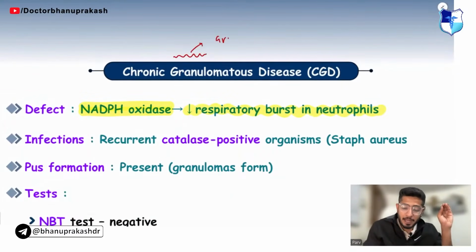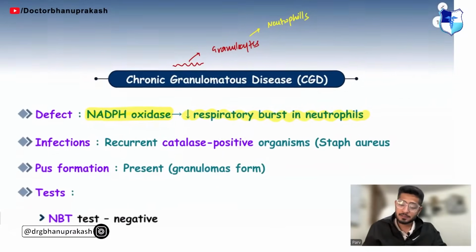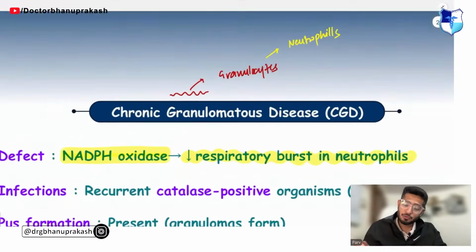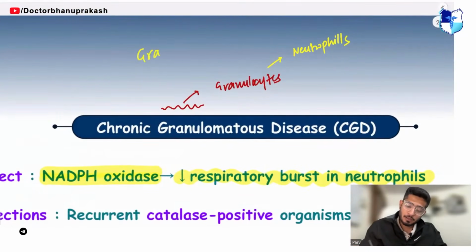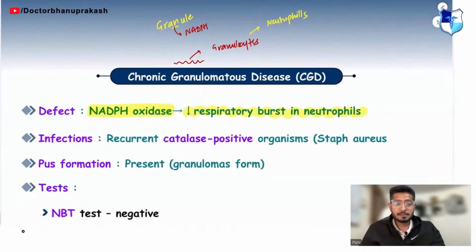You can remember it as a granulocyte problem, and one of the granulocytes is the neutrophil. So the neutrophils are not going to function properly. Please remember granule. A and N coming together, NADPH oxidase. So in chronic granulomatous disease, NADPH oxidase is not good.